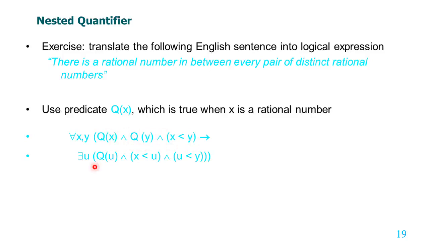If all are true, then it implies that there exists a value u, that is, u is a rational number and x is less than u and u is less than y. That means u lies between x and y. So if this is true, then it implies that there exists a rational number between x and y.